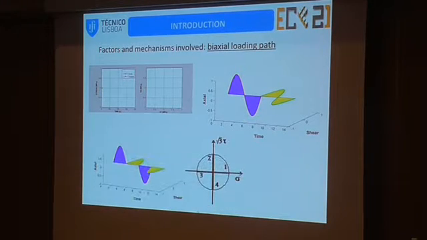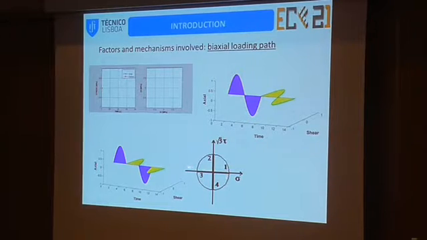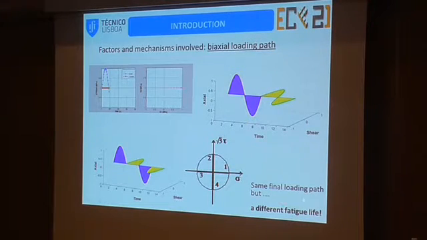Another example is this case. The movie is not working, but if I apply different components, here I have the axial one, and here I have the torsional one. In different cases, I have the same final loading path, and of course, now it's working, I have different fatigue lives. Another important aspect in multi-axial fatigue or biaxial fatigue is the sequence effects in the loading path.